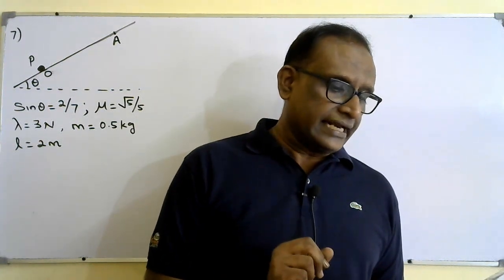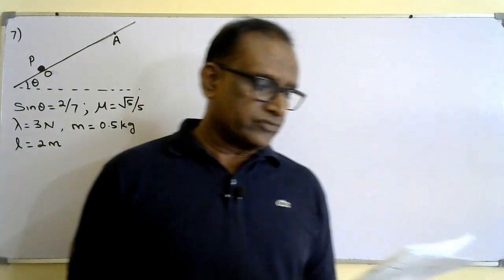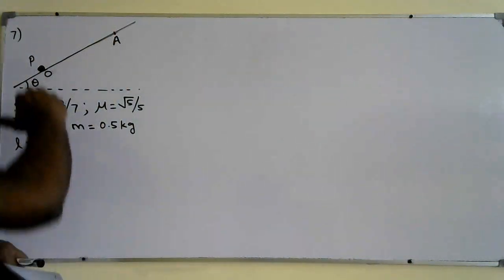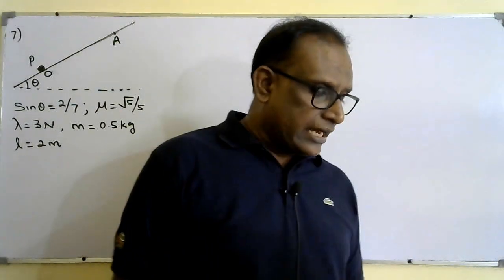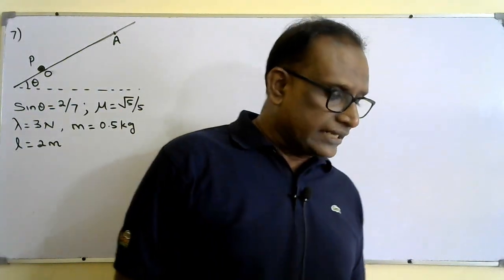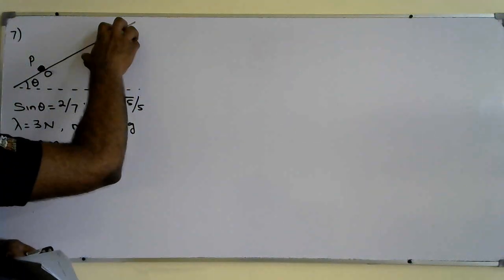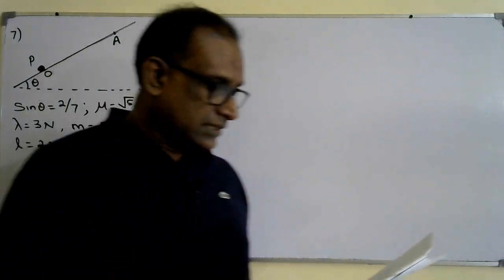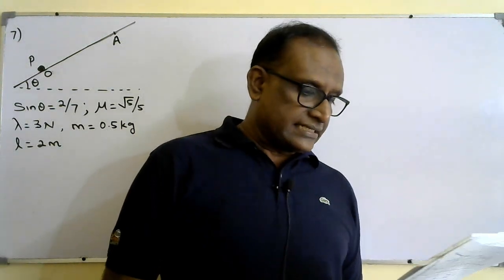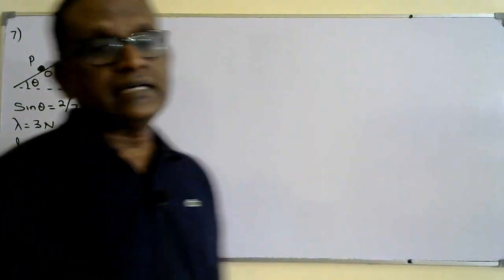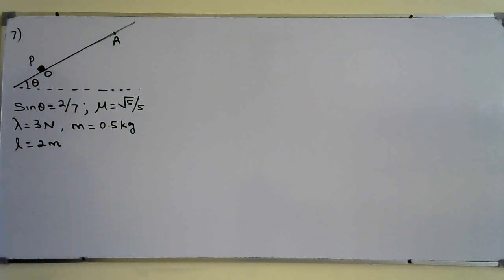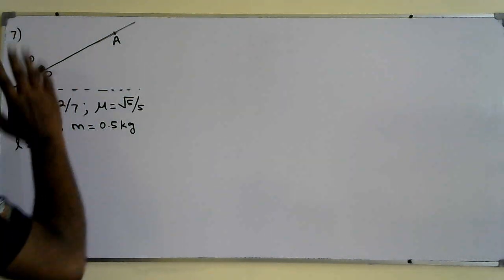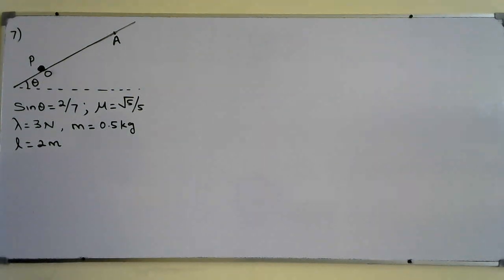4 Newton second directed up a line of greatest slope of the plane. So there's an impulse provided to the particle along the slope upwards. The particle P moves up the plane and comes to rest at the point A. So when it comes to point A, it becomes rest. Find the extension of the elastic string when P is at A. So we need to find the distance OA. Right? Natural length we know is 2 meters. That's the question we need to answer now.